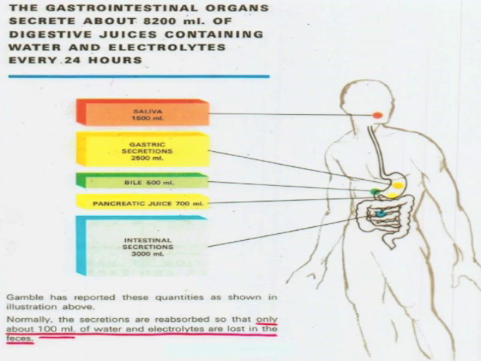This image illustrates how much fluid is secreted by a normal person on a daily basis. Note, as listed below, you will see that most of the liquid that we secrete is reabsorbed, and only 100 milliliters of water and electrolytes are lost in the feces.